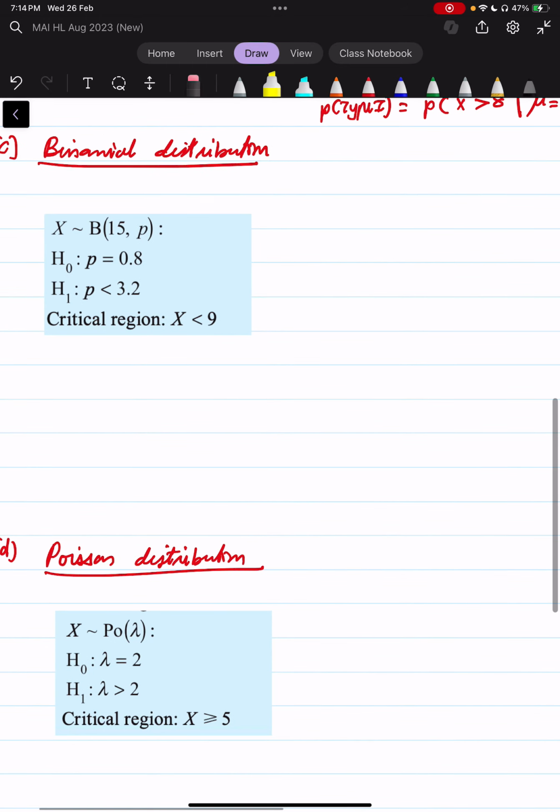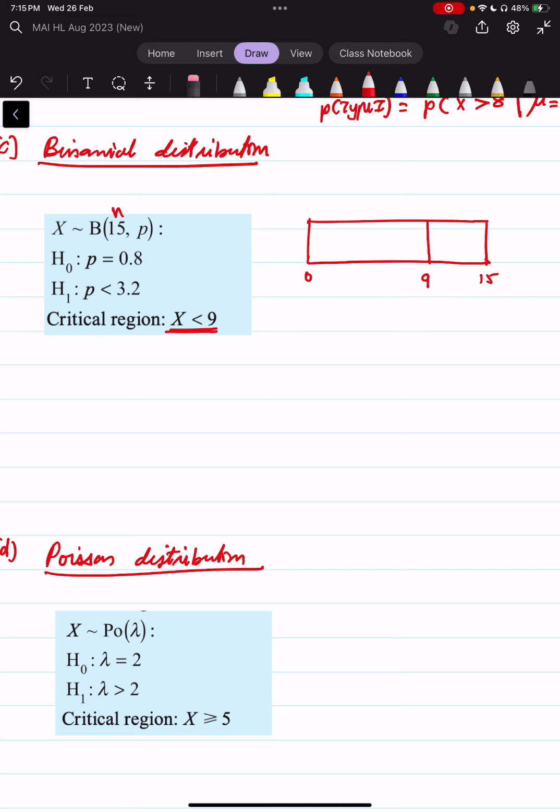Fine. Now, how do you apply this for binomial distribution? In binomial distribution, you cannot sketch a bell-shaped curve. So what you can do is draw a box. I personally draw a box to demarcate the critical region. So the number of tiles is 15. Your critical region is when you get the number of tiles less than 9. So if this is 0 and this is 15, when I say less than 9, what you need to remember is you have to take less than or equal to 8 because this is discrete.